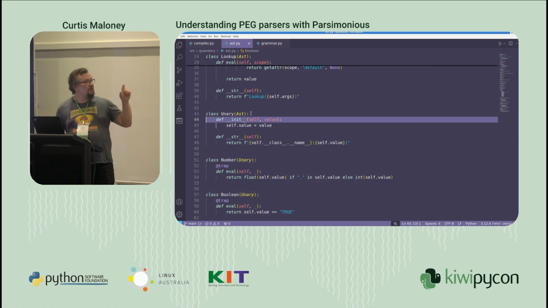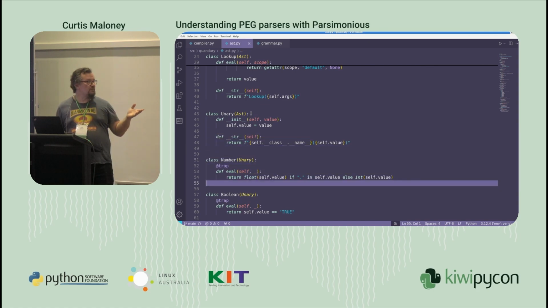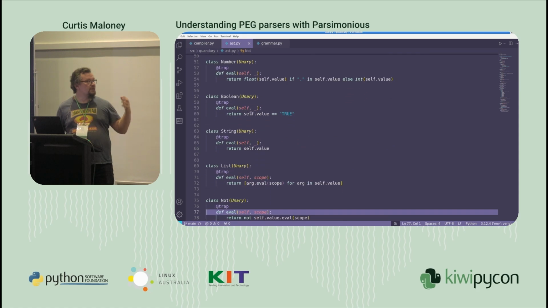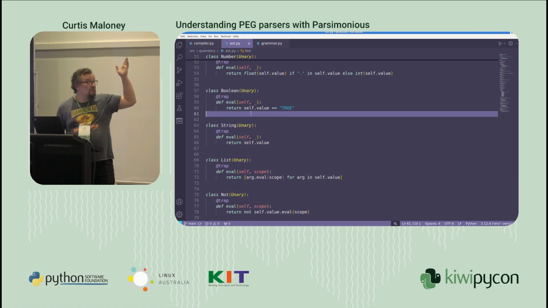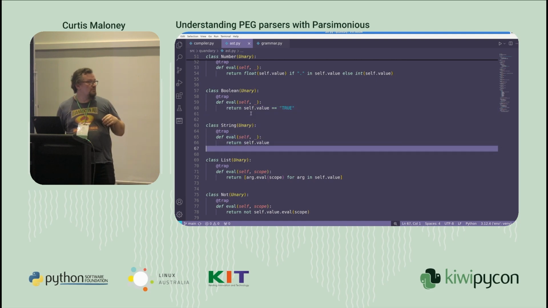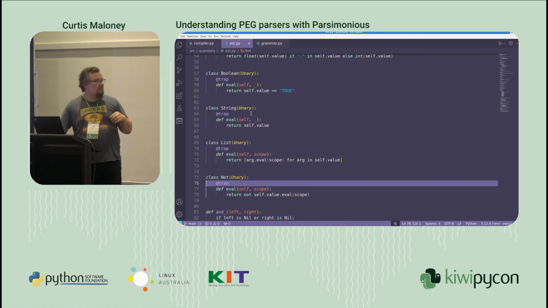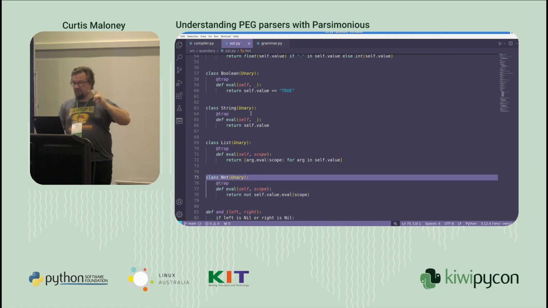Then we have any sort of unary node in the AST, which is something that happens on its own rather than needing multiple children to work, such as numbers, booleans, strings. They just know how to turn themselves into something Python could work with. Lists, very much the same. Not. Now, fun trap that I had, and I said I'd come back to this.